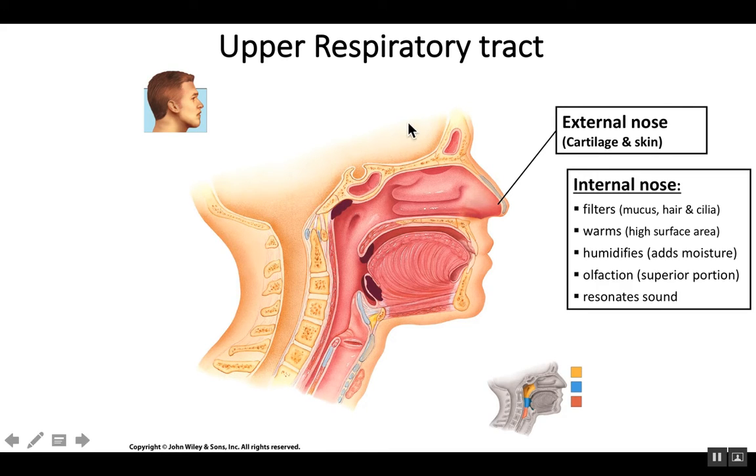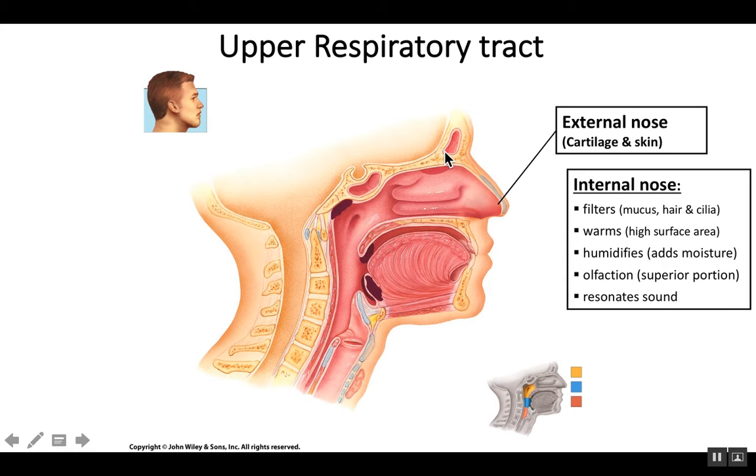The internal nose, which is this cavity located here, its function is to, one, filter air that enters the respiratory tract using mucus, hair, and cilia. It warms the air. There's a lot of surface area, and this surface area is warm due to blood flow to the mucous membrane. So as air travels through the nasal cavity, it is warmed. It adds water vapor to the air, so it humidifies the air.